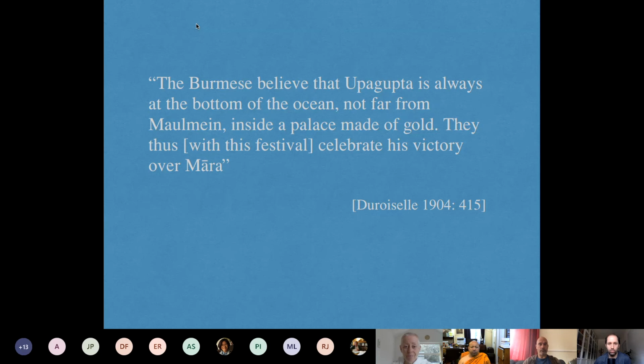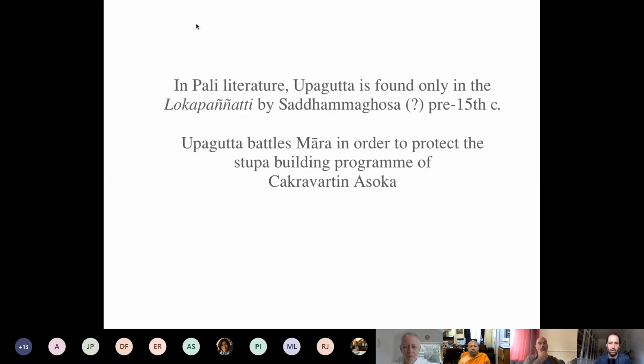So the victory of Upagupta over Mara. But this is the episode that the example in the Kaccāyana is about. This episode is not found in the Pali literature that we know, but it is found in some Pali literature. It's found in a text called the Lokapanyati, attributed to a certain Saddamagosa. The date is not quite clear. Usually it is believed that it was written before the 15th century of the Common Era.